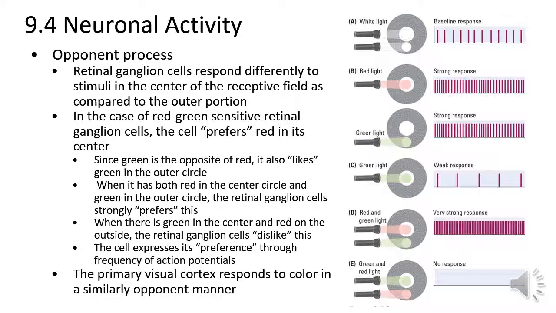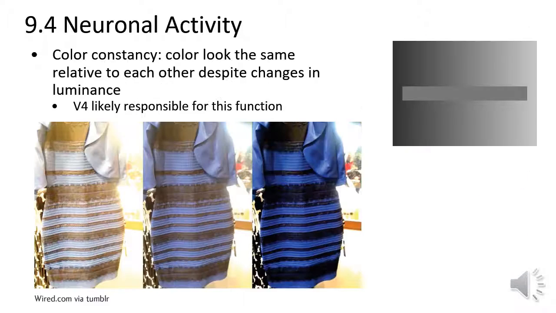The cell sort of expresses its preference through the frequency of action potentials. So more action potentials for the color combinations that it prefers, and this is how these retinal ganglion cells code for what color they are seeing in the receptive field.